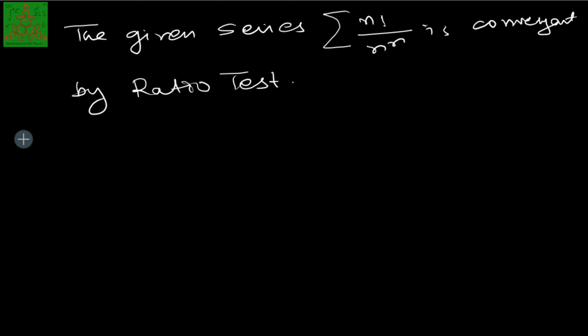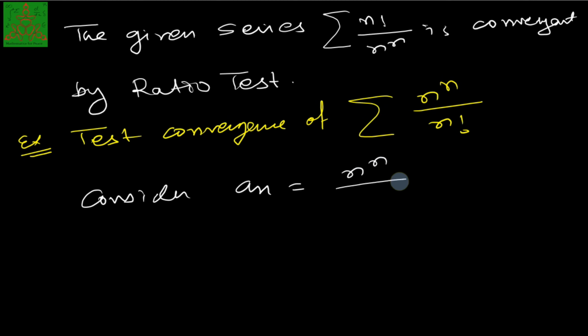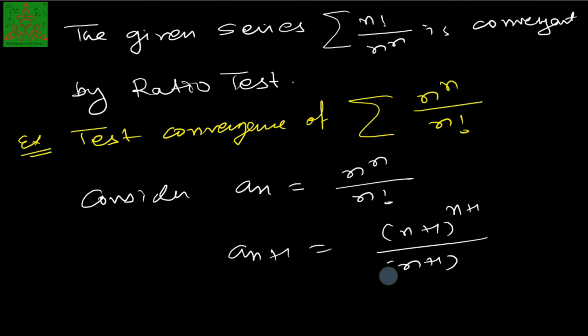Let's solve another example. This is the convergence of summation of n power n upon n factorial. Here I just take the reciprocal of this one. Consider an is equal to n power n upon n factorial. So here an plus 1, you will have n plus 1 power n plus 1 upon n plus 1 factorial.